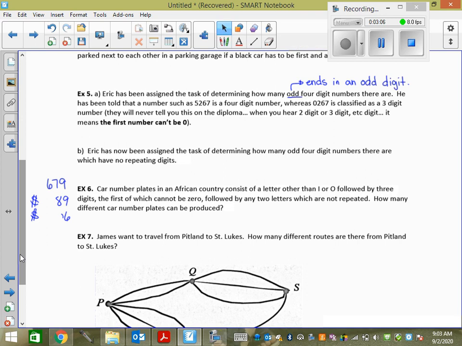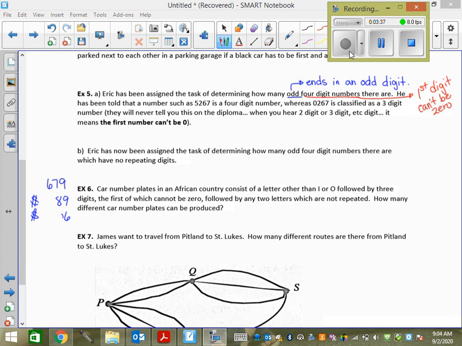So if it says 4-digit number, that's indirectly telling you the first digit can't be 0. Now some people fall for this if I say 4-digit code. Can a 4-digit code start with a 0? Absolutely. Because a code could be 0000, couldn't it? So we're going to go and make ourselves a 4-digit odd number.